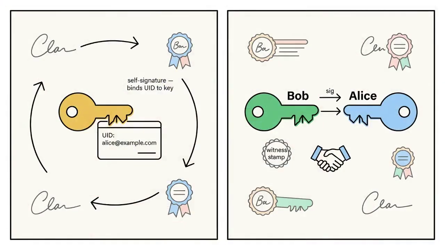Signatures are how identity gets attached to keys. A self-signature is the primary key signing its own UID, a cryptographic receipt saying, this name and email really do belong to this key. A third-party signature is different. Here, Bob's key signs Alice's key, publicly vouching that he has verified her identity. One binds a person to a key. The other binds a person to another person through a key.